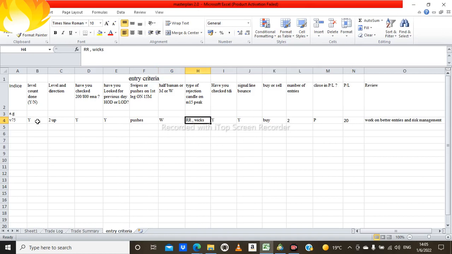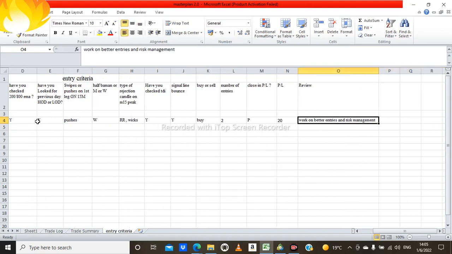Then what type of peak is it after? Are there rejections on that peak? Yes. If you checked your TDI, what are you seeing? Is there signal line bounce? Maybe we're getting in on the second leg. Buy or sell? You say buy. Number of entries 2. Did you close in profit or loss? Closed in profit. Then you write the amount of money that you got. Then the review, we're talking about the feelings that you're having towards that trade.